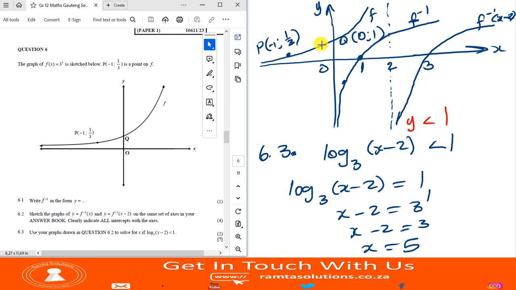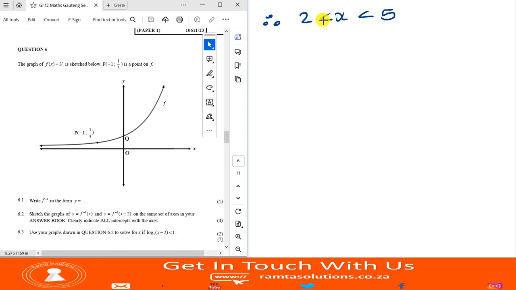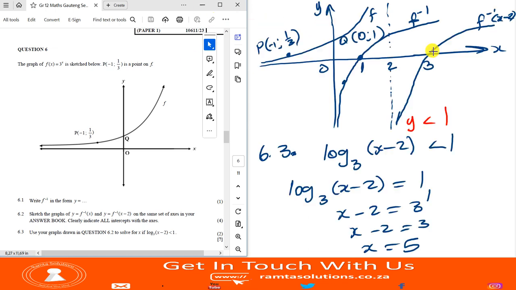This is why I'm saying x is greater than 2 but less than 5, because they said the y value should be less than 1. For this particular function, it's when x is greater than 2 but less than 5. Okay, so this is it, guys. I hope you understand this, and it'll go well for you. I call this section the easiest, to be honest with you.